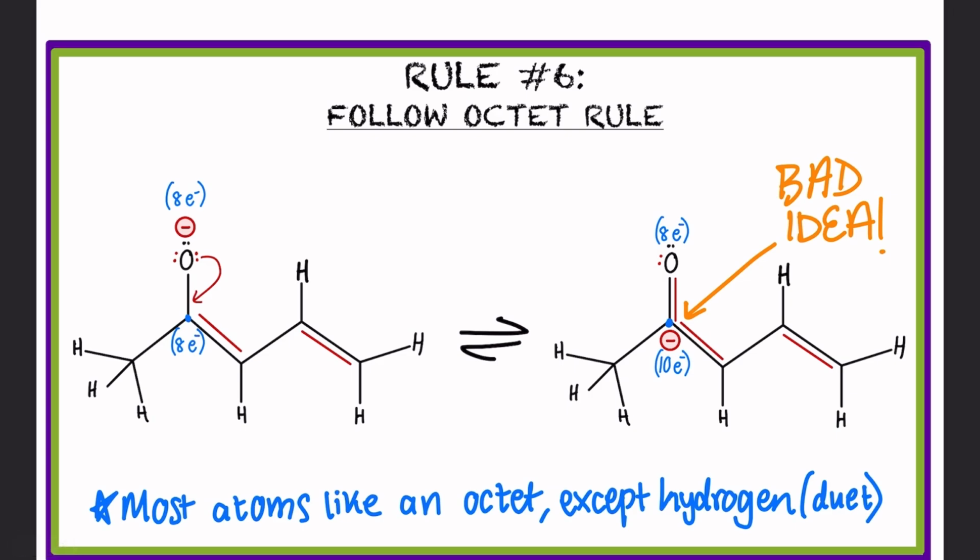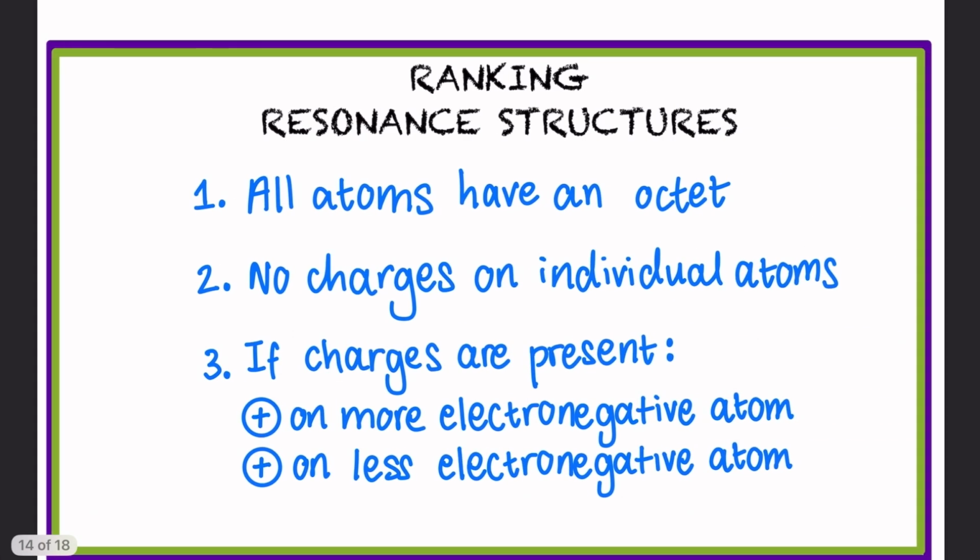Last but not least, rule number 6. Never exceed the octet for atoms. Since you are moving electrons throughout the molecule, make sure that the atoms don't have an overload of electrons by exceeding their octet, or else they'll feel super negative and won't speak to you again. Side note, hydrogen only likes 2 electrons, also known as having a duet.